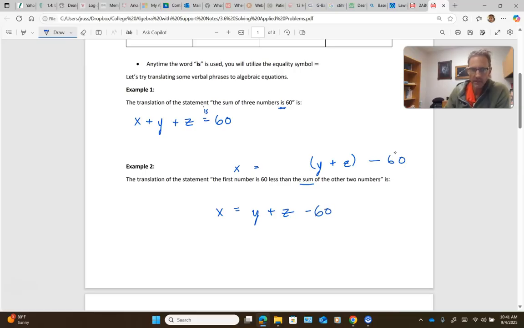Now, if the word "is" is not in your phrase, then you're not going to be using the equal sign. Because I know probably in some of the support homework, you'll just simply be converting these phrases into expressions, not actual equations. And you can see here, once I put this together, I don't have to keep the parentheses anymore. I just utilized the parentheses to show me that I was treating the sum of these two other numbers as one unit, from which I would then subtract 60. So this would be it.